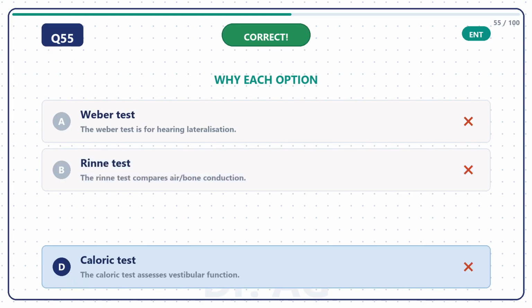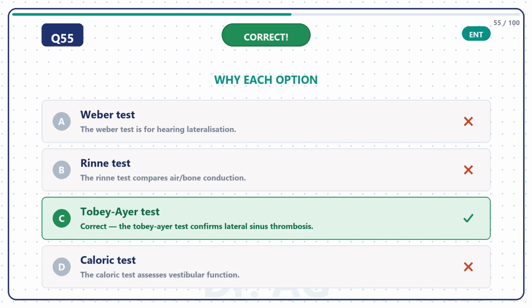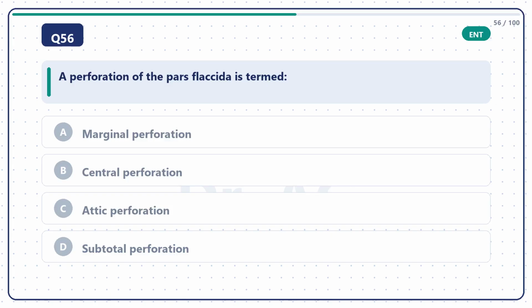Caloric test. The caloric test assesses vestibular function. And the correct answer is Tobey-Ayer test. Correct. The Tobey-Ayer test confirms lateral sinus thrombosis. So, the right answer is option C. Tobey-Ayer test. Question 56. A perforation of the pars flaccida is termed option A.